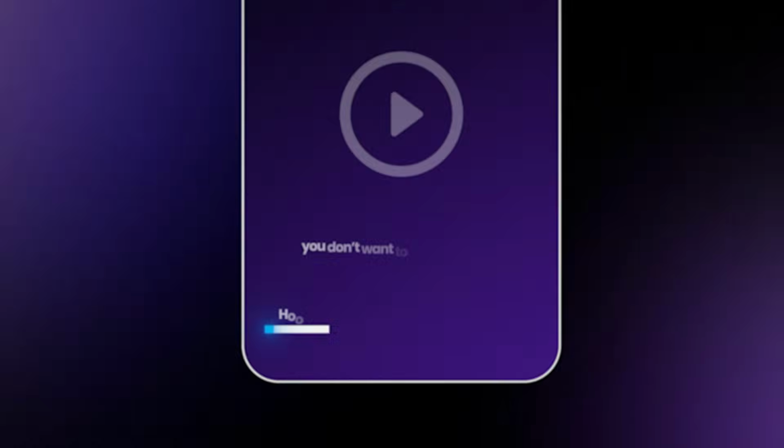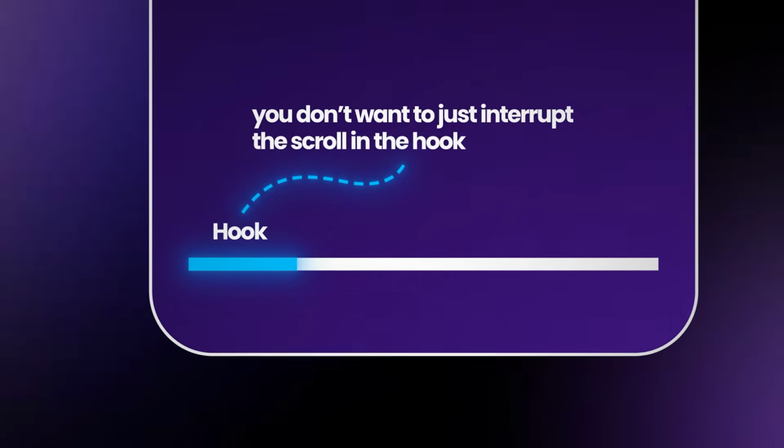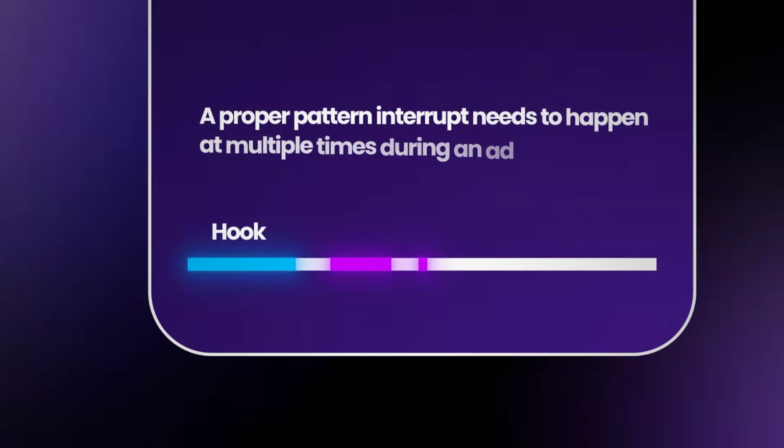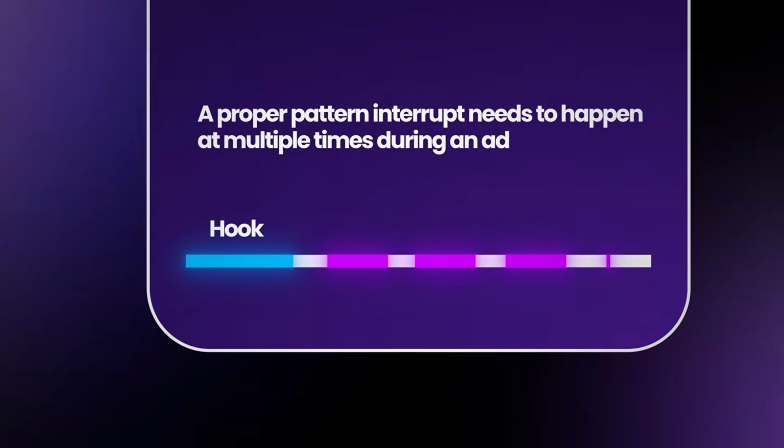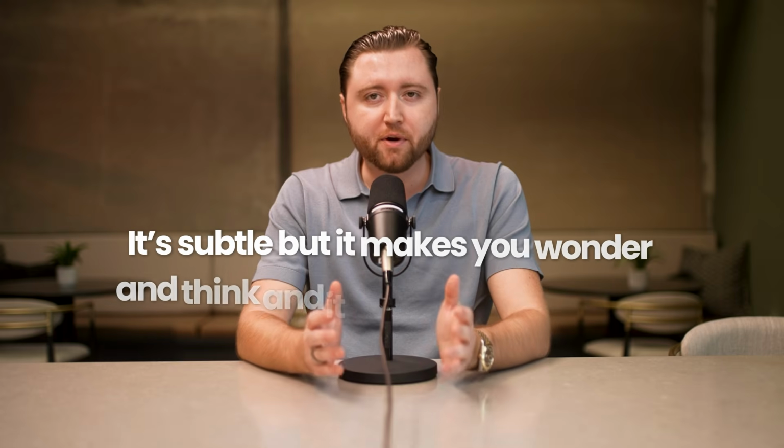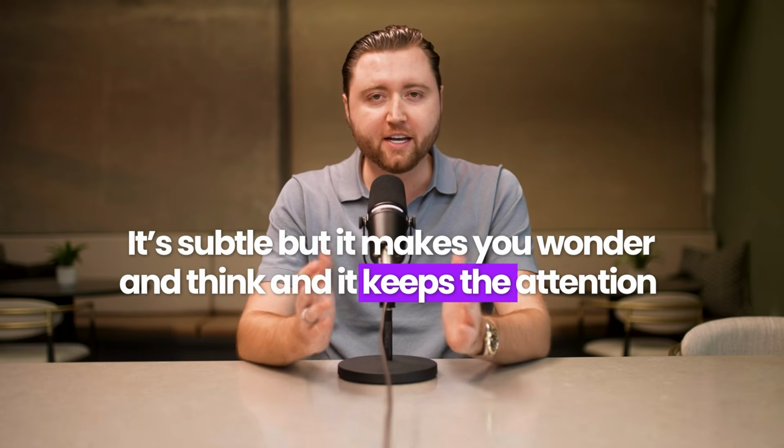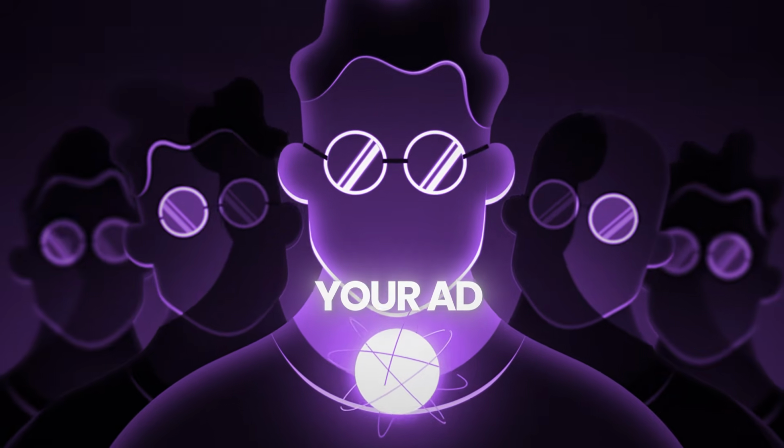But to do this, you don't want to just interrupt the scroll in the hook. A proper pattern interrupt needs to happen at multiple times throughout the duration of an ad. And just like I switch sets, it's subtle, but it makes you wonder and think, and it keeps the attention. When your market is consuming your ad, you want them engaged and asking themselves questions about the ad, and right as they start to fall off into a pattern where you might lose them, and bam, you disrupt it and put them down another pattern to rehook them and hold the attention.